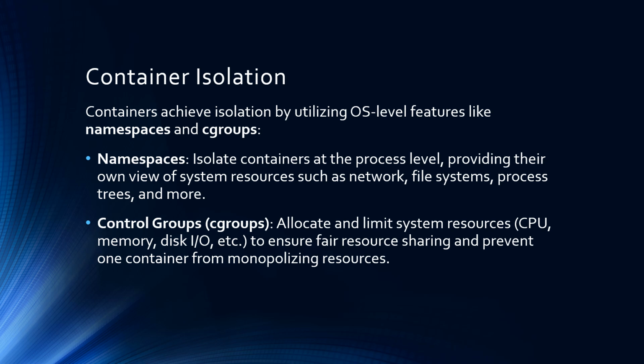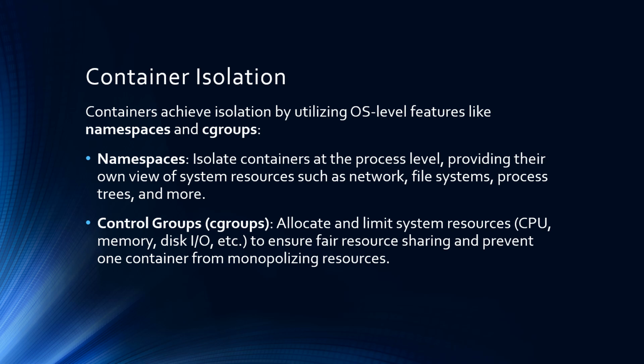Namespaces provide process-level isolation. PID namespaces isolate process IDs. Network namespaces provide networking isolation. Mount namespaces isolate file system views. IPC namespaces isolate inter-process communication. UTS namespaces isolate hostname and domain. User namespaces isolate user and group IDs.